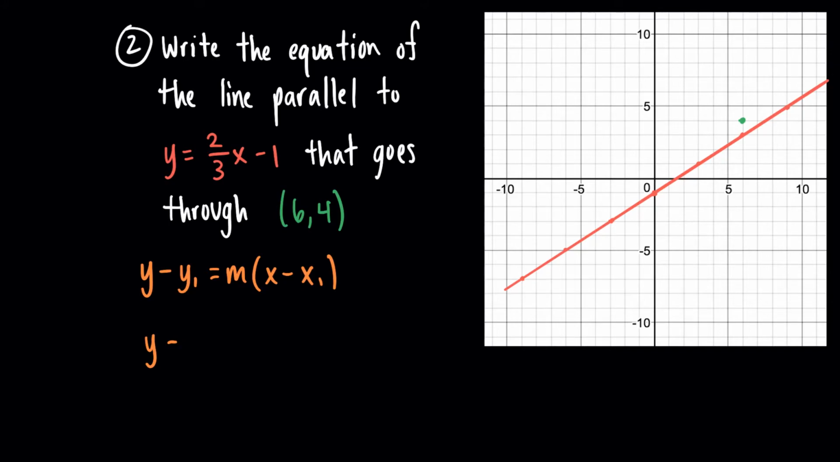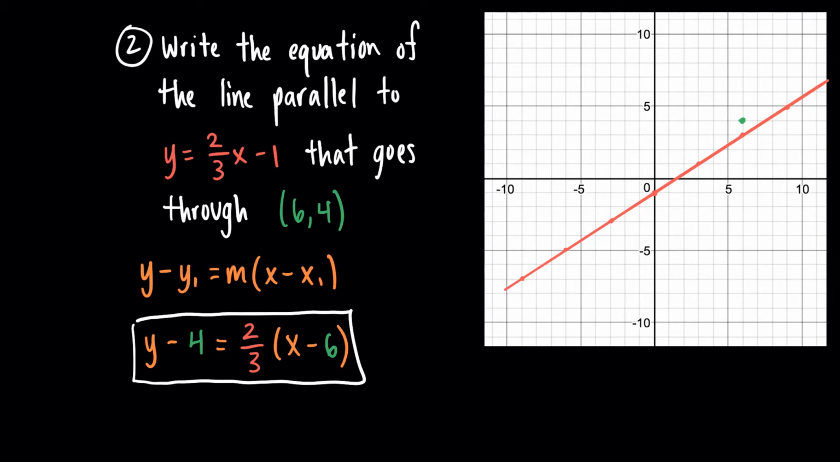So when we fill this in, the y1 is 4, equals the slope. What does the slope of our line need to be? Well, if our line is going to be parallel to this one, it needs to have the exact same slope. So the slope needs to be 2/3. So 2/3 x minus, and now we need to put in the x coordinate of our point, which was 6. And now we're good. So you can either write it like this. So this can be your answer. In my class, that's totally acceptable.